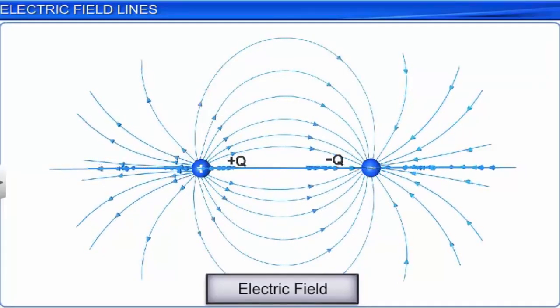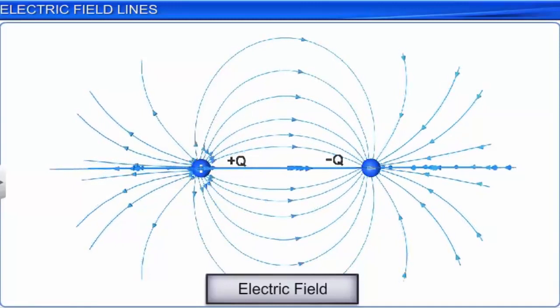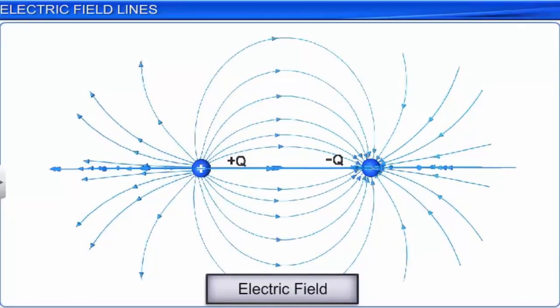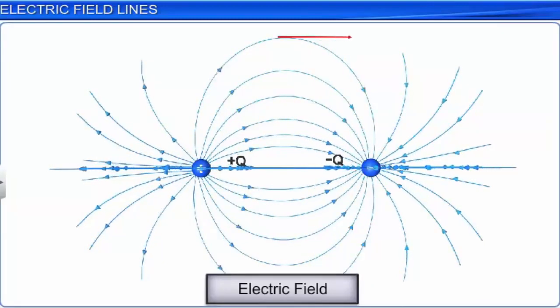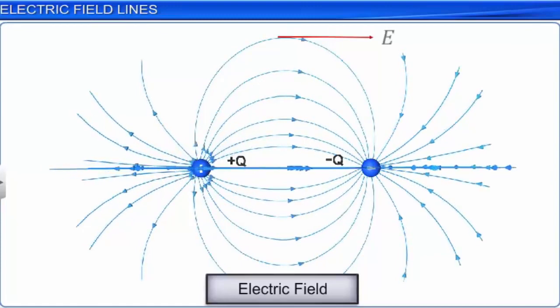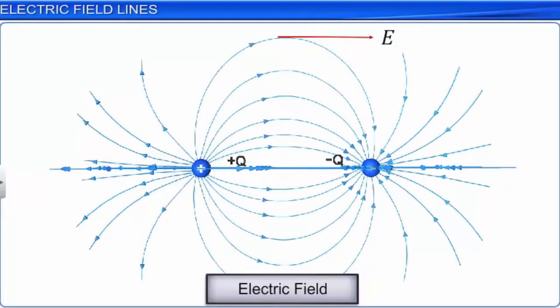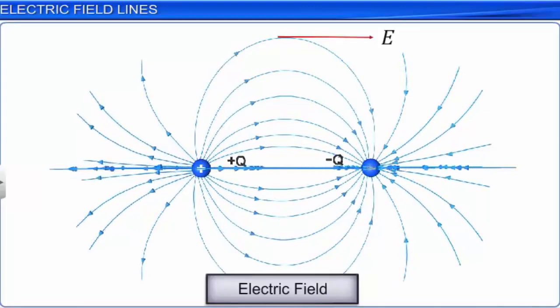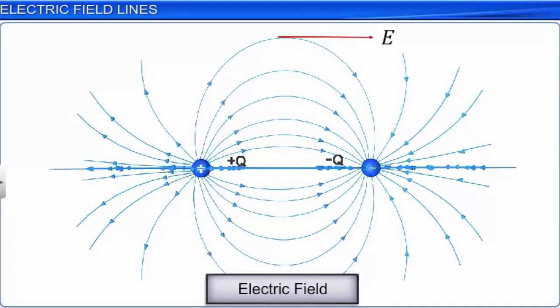From these examples of various charge configurations, we observe the following properties of electric field lines. The tangent drawn to an electric field line at a point in the electric field gives the direction of the electric field strength E at that point. The direction of the tangent at a point indicates the direction of the force on a unit positive charge at that point, and hence it gives the direction of the electric field strength at that point.